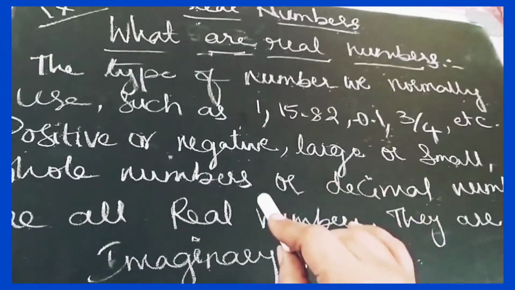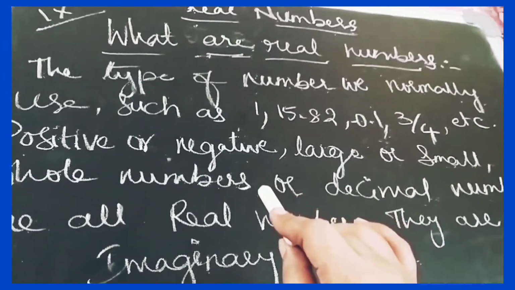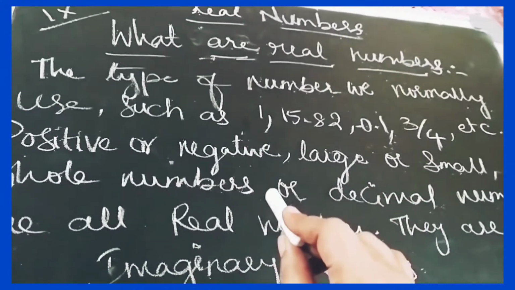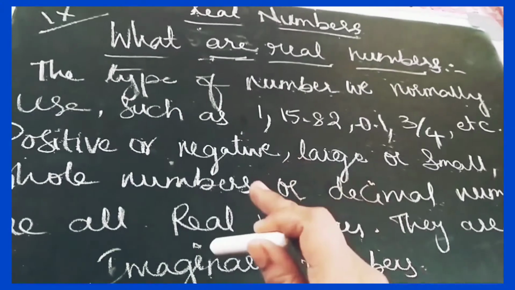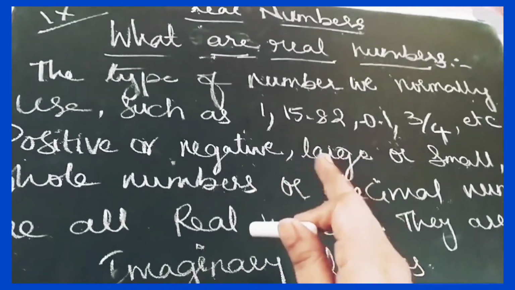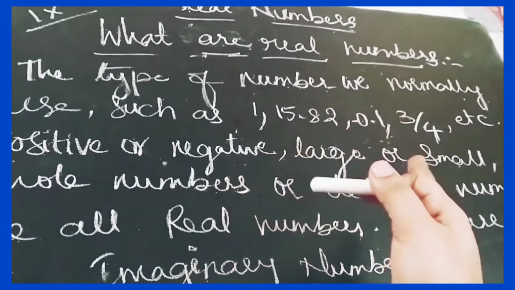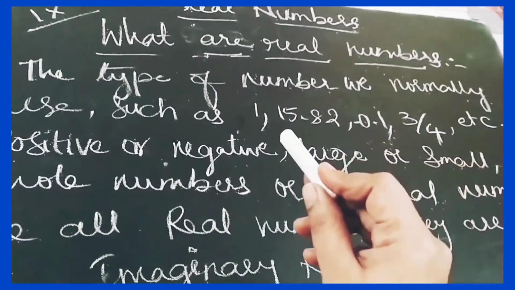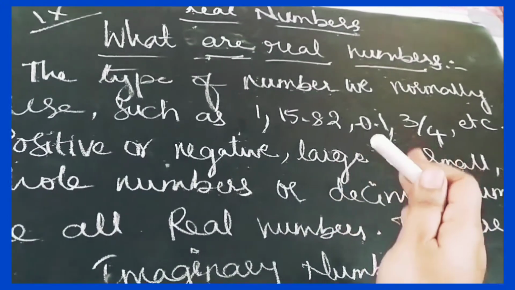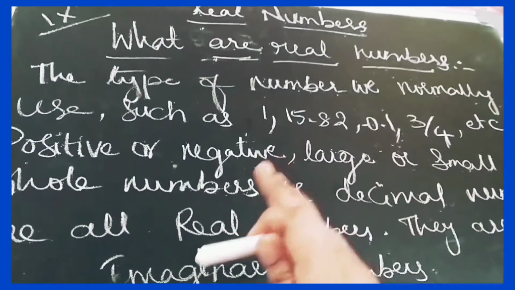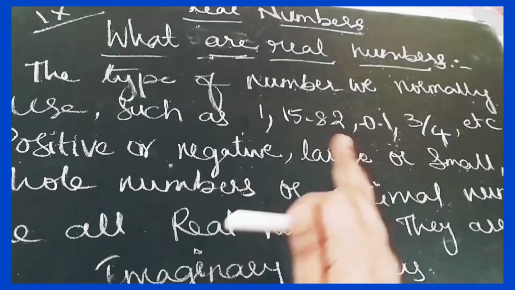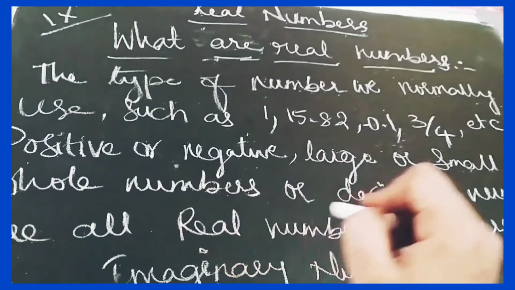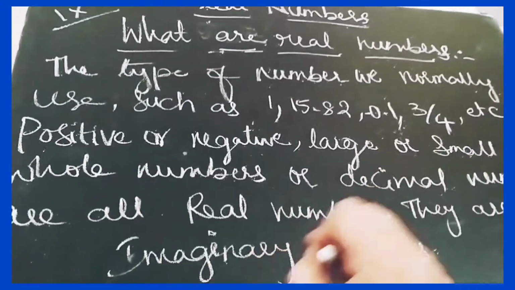So what are natural numbers? The numbers which start from 1. What are whole numbers? The numbers which start from 0. What are rational numbers? The numbers which are in the p by q form, like 3 by 4. What are decimal numbers? The numbers which come in points, like 15.82 and 0.1. What are integers? Integers are plus 1, minus 1, plus 2, minus 2. All these numbers are known as real numbers, not imaginary numbers.